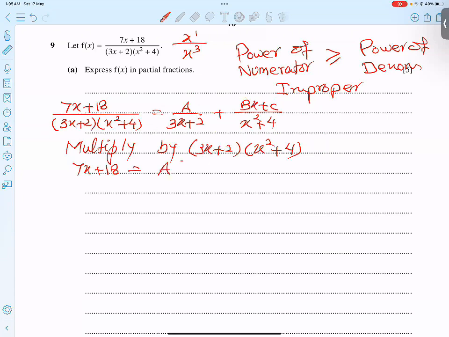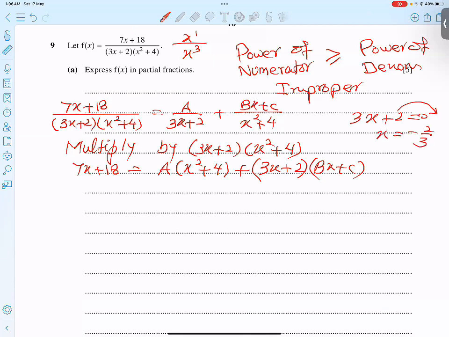So I get a times x to power 2 plus 4. When I multiply with this factor, this will cancel and I get 3x plus 2 times bx plus c. If I write it like this only, it is wrong, we have to put both in brackets. I think that's clear. Now, first of all, what to do? This factor, I will put equal to 0. 3x plus 2 is equal to 0. 2 goes to the other side and 3 divides.